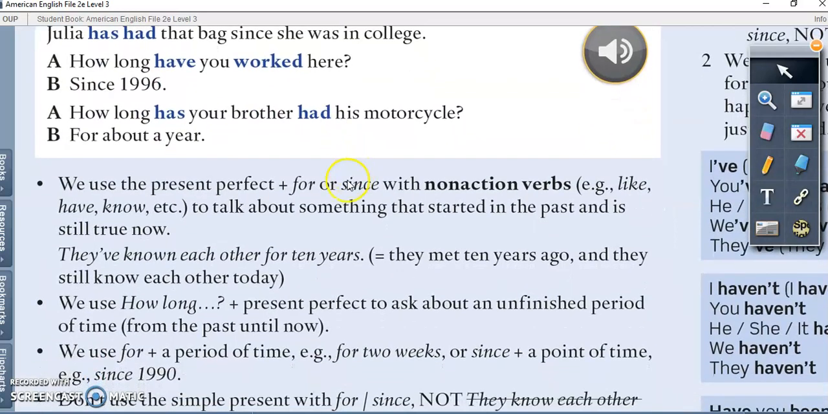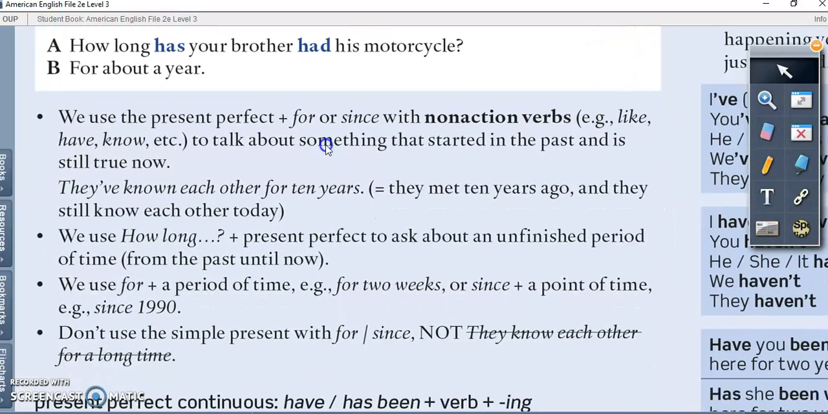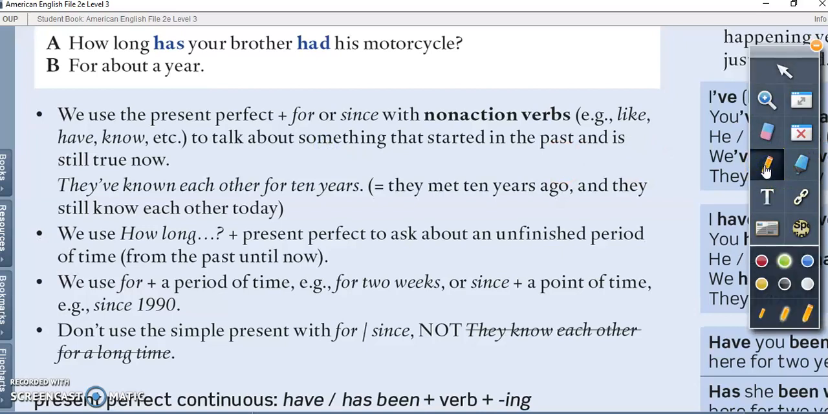We're going to use the present perfect that we have seen in the other class with for or since, with non-action verbs. Remember we talked about non-action verbs or stative verbs, for example like, have, know, feel, think, to talk about something that has started in the past and is still true now.